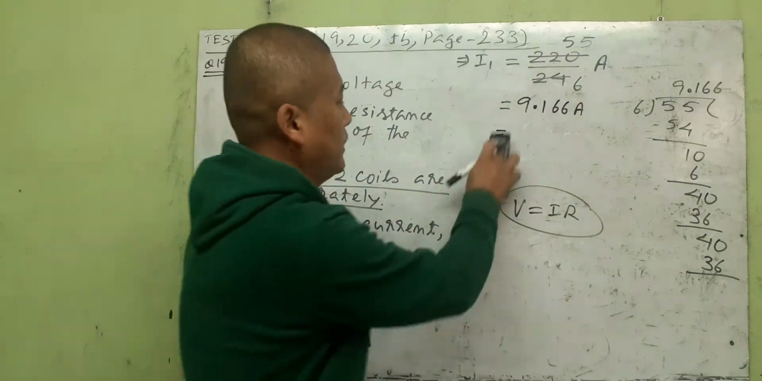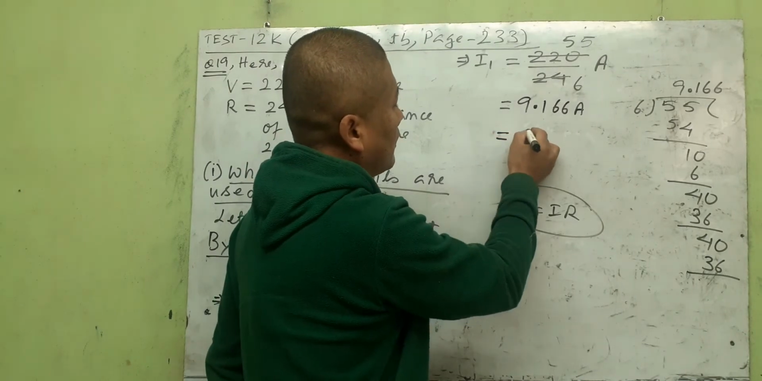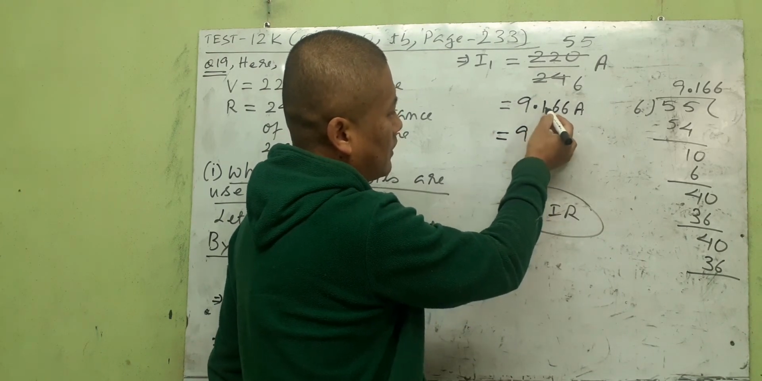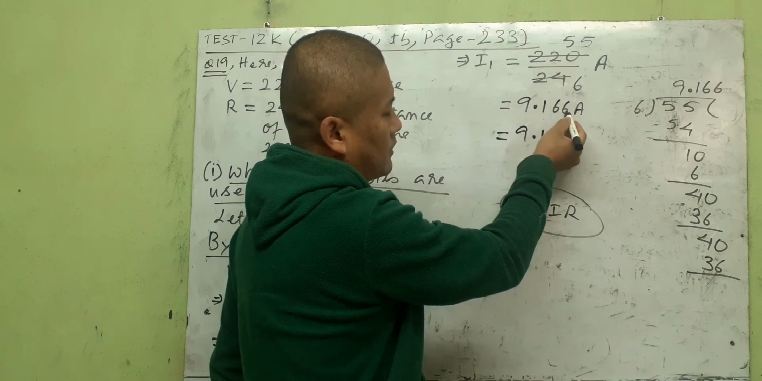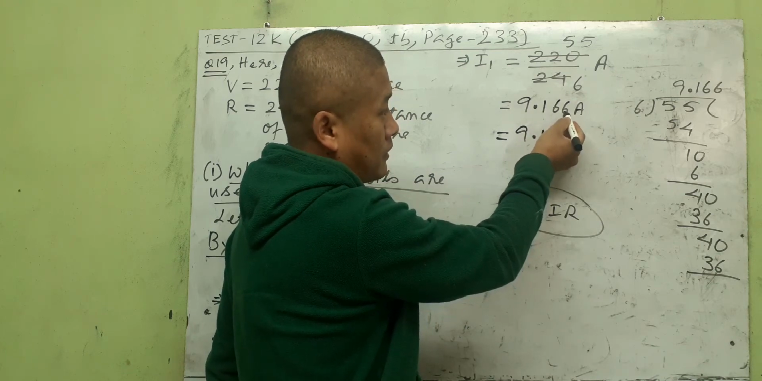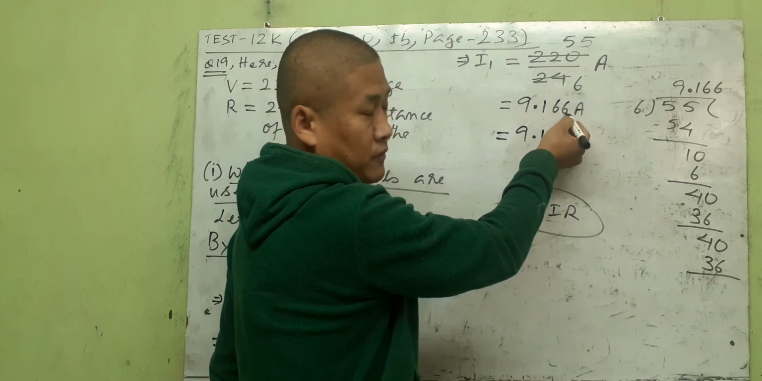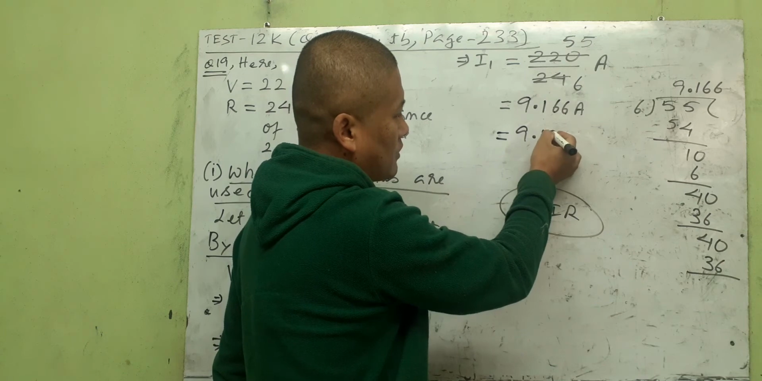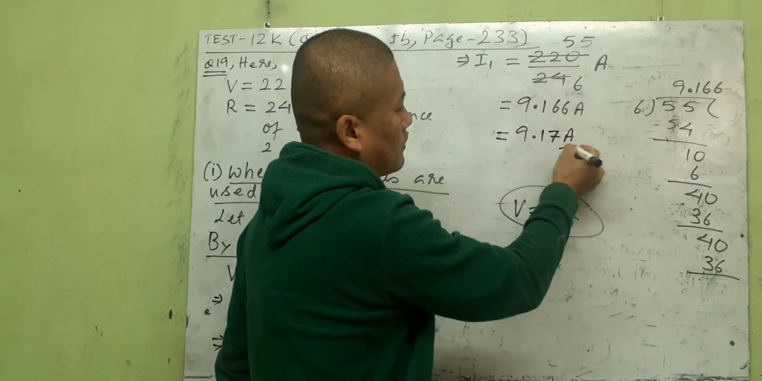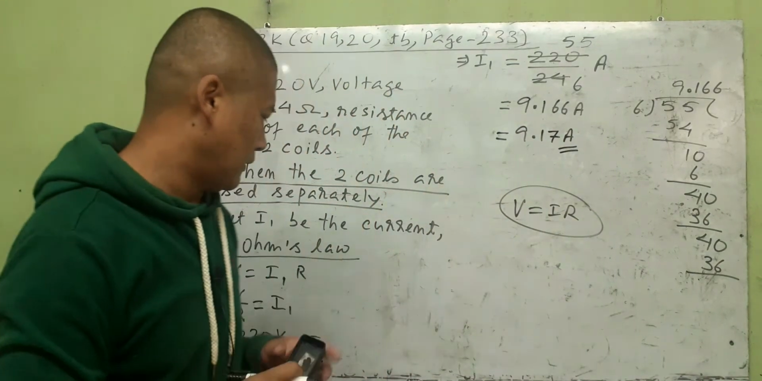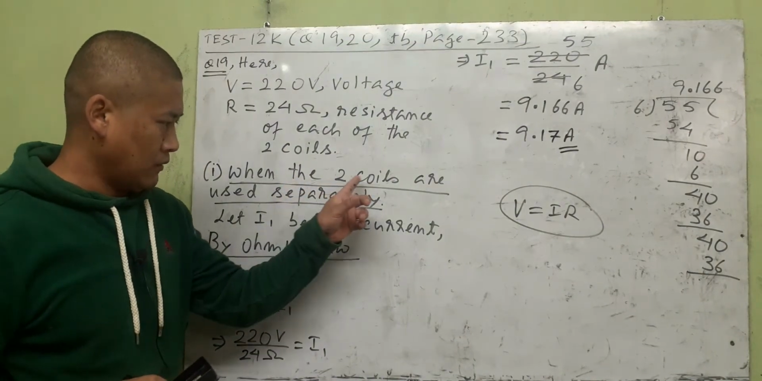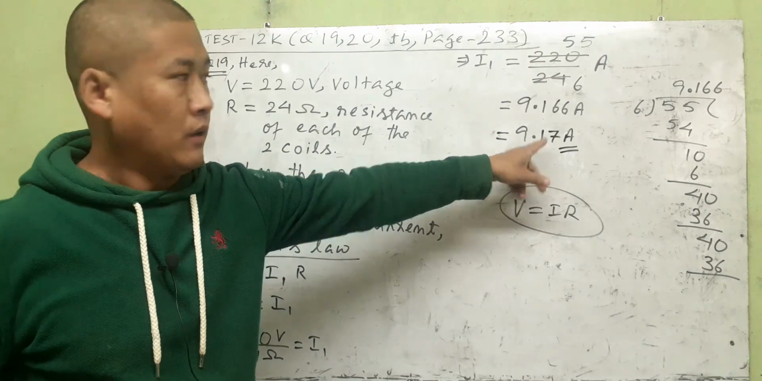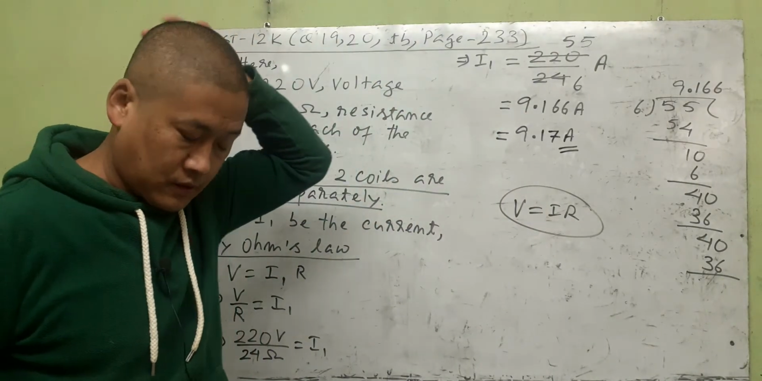We went to the third place, that is the normal way of doing, because answers are expressed usually up to second place. After the point on the right side, it's called first place, second, and third place. So if the third place is 5 or more than 5, in this case 6, then the preceding digit will increase by 1, which is 6 plus 1, 7. So the value of current flowing in the first case when one coil is used separately is around 9.17 ampere. That's your first answer.